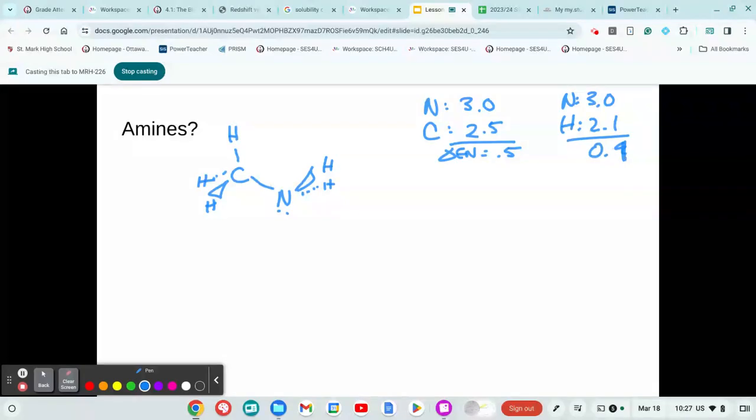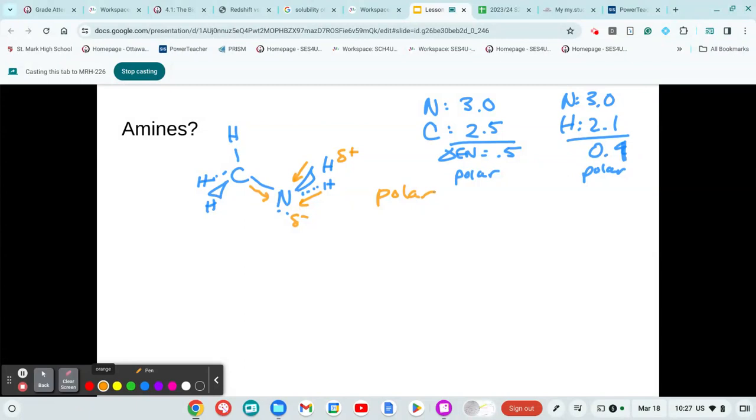Well, it is polar. So polar bonds between carbon and nitrogen and between nitrogen and hydrogen. That means that the nitrogen is pulling electrons away from carbon and away from two hydrogens. That means that the nitrogen is a little bit negative. The hydrogens are a little bit positive, so is that carbon. Is that molecule polar? Yeah. So this molecule is polar.